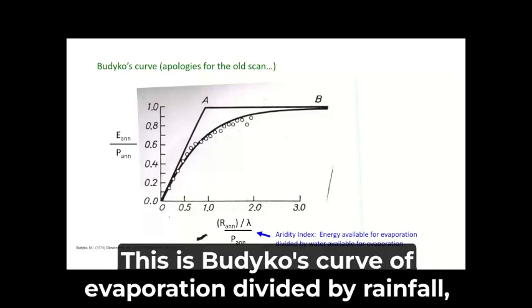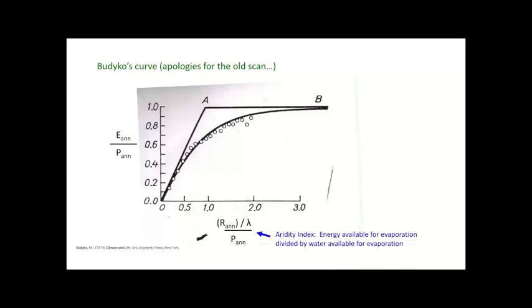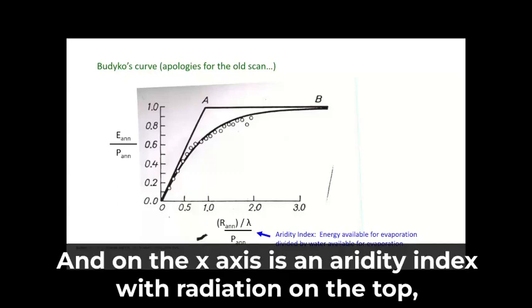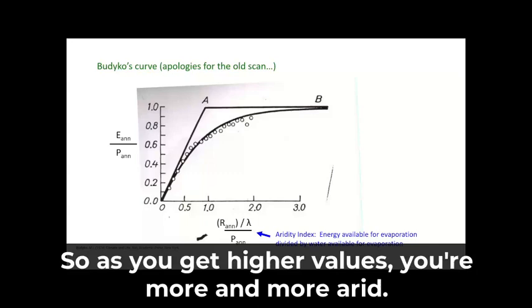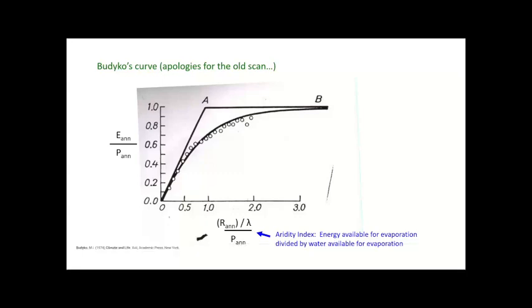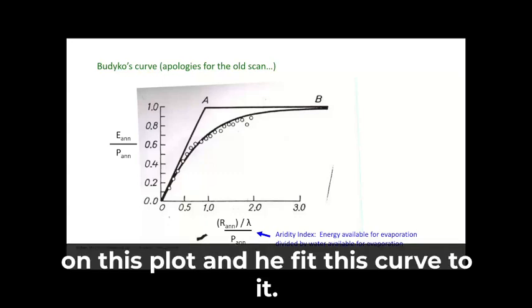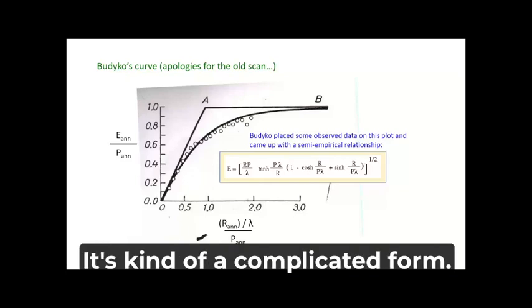This is Budyko's curve of evaporation divided by rainfall, annual values, long-term climatology. On the x-axis is an aridity index with radiation in the numerator and precipitation in the denominator. So as you get higher values, you're more and more arid. Budyko did some observations on this plot, and he fit this curve to it, and the curve has this form. It's kind of a complicated form.